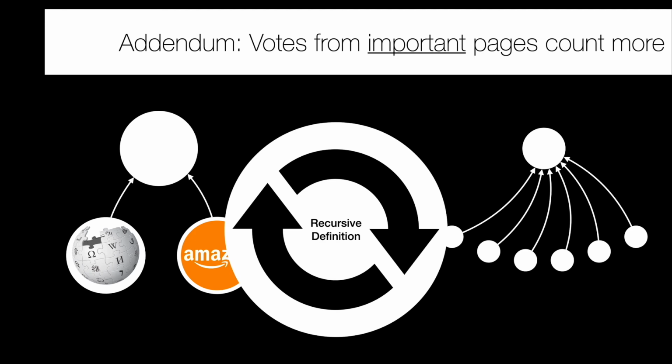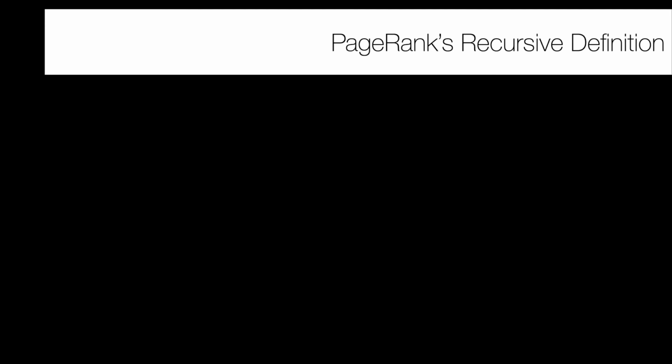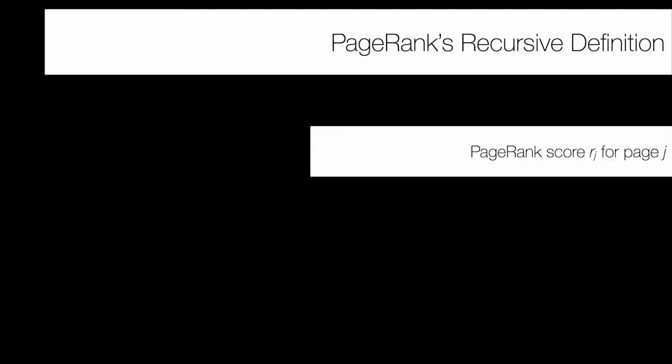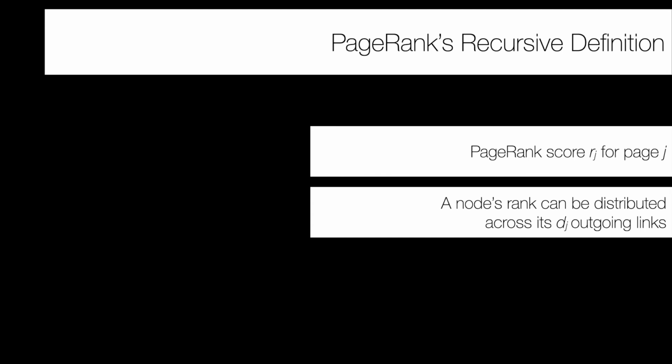Which leaves us with this sort of recursive definition: a particular website's PageRank, or importance, is based on the PageRank, or importance, of other sites that are in fact linked to it. We can define this mathematically using a notation where the PageRank for a given node in our graph has some score r_j for a given page j. And this rank can be distributed across all of its outgoing links. So this is the voting aspect. If I have some particular importance value, rank, or score, then when I link to other pages on the web, I get to distribute my importance across all the websites that I link to.